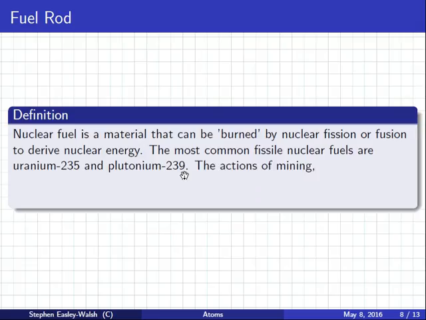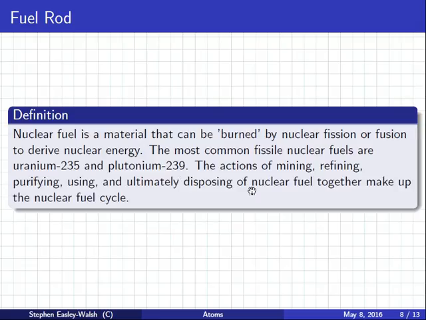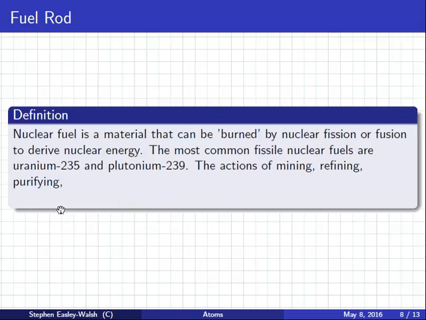The actions of mining, refining, purifying, using and cleaning altogether make the nuclear fuel cycle. I don't think you need that definition part for the exam. For the exam, they might ask you what are the common fuels used. So the answer is uranium-235 or plutonium-239.